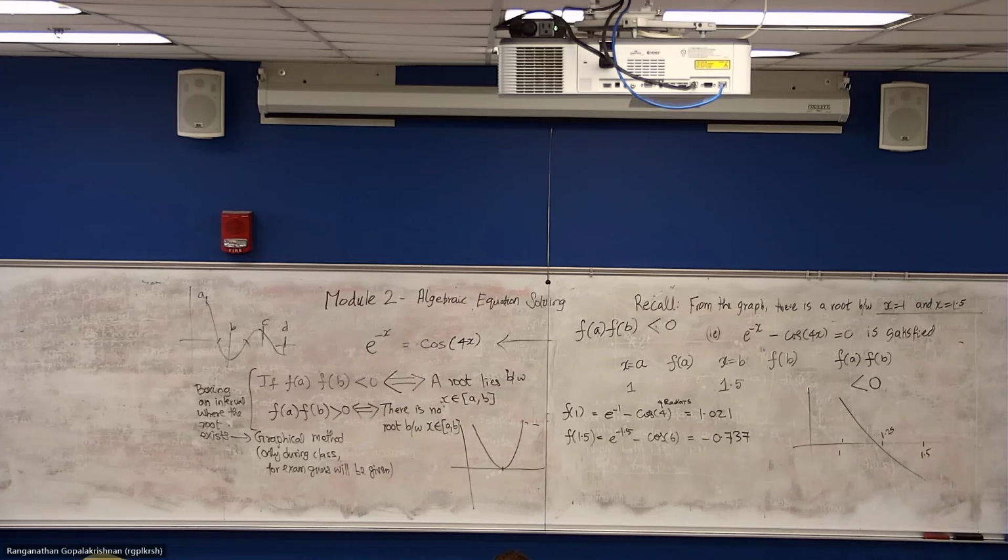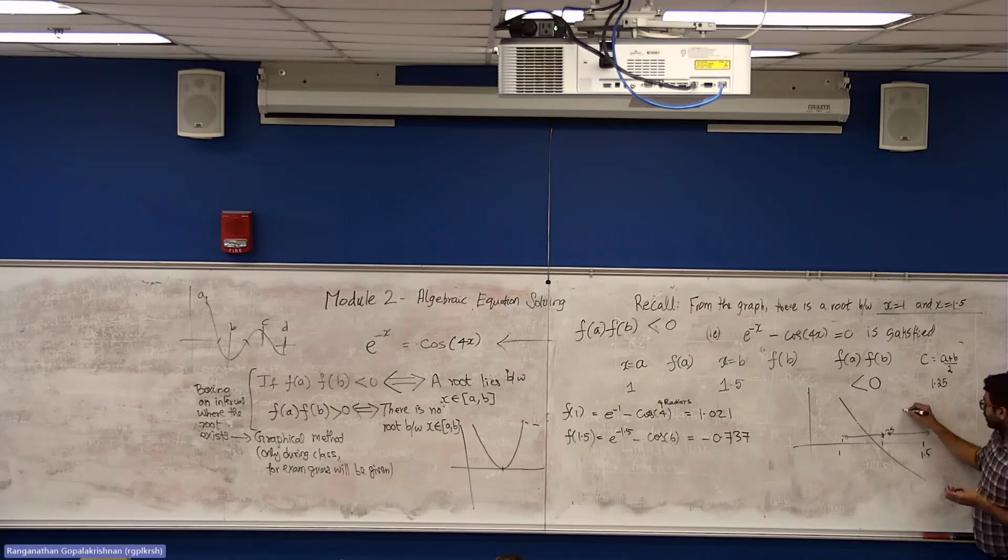So we'll say C, the third value, equals A plus B divided by 2, and that is equal to 1.25. Now you have to think in my sketch, should I draw the curve to the left of 1.25 or to the right of 1.25? Meaning, is the root lying between the lower limit and the midpoint, or between the midpoint and the upper limit? That's the question.